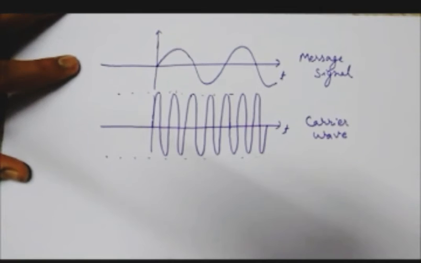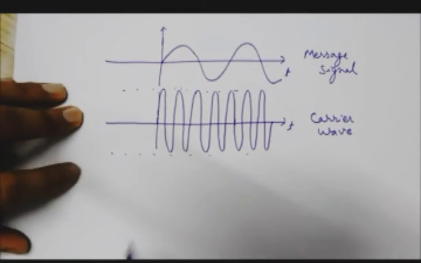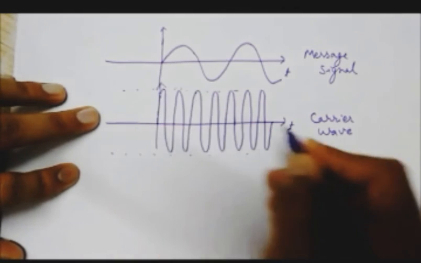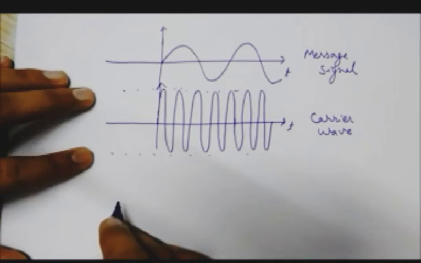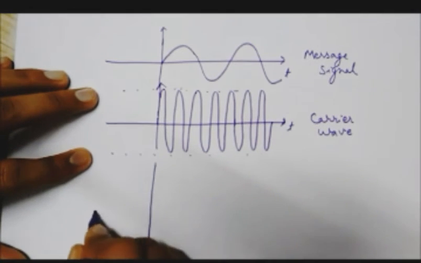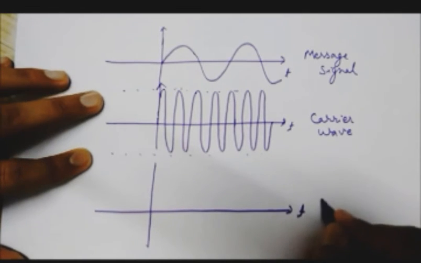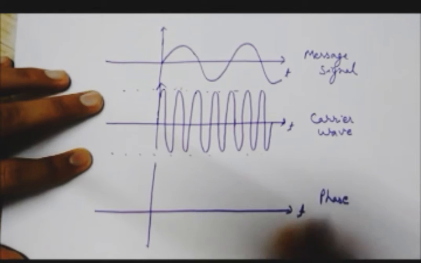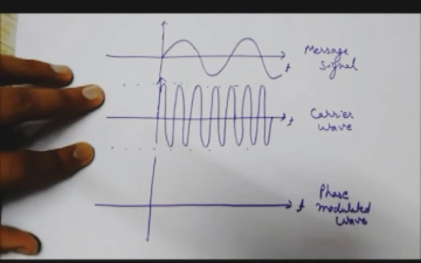So now I am drawing the phase modulated wave. Only the phase of the carrier will be varied here, not the frequency, nor the amplitude, only the phase. The information will be contained in the phase changes. For the phase modulated wave I am going to draw, let's observe it.